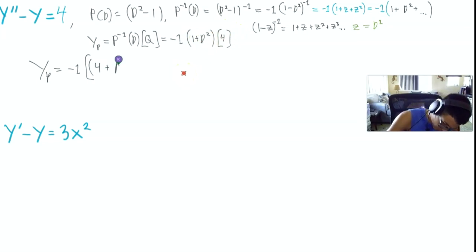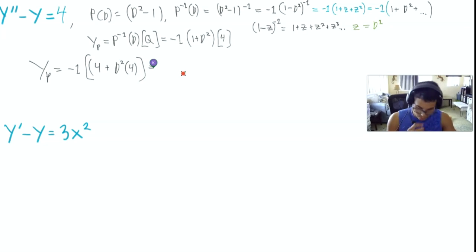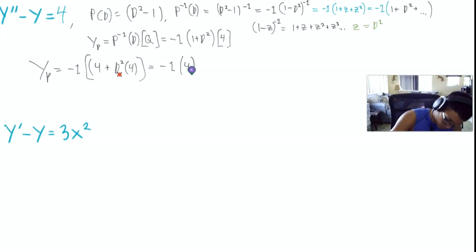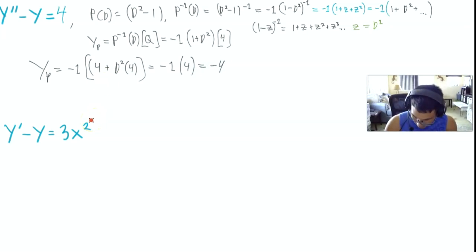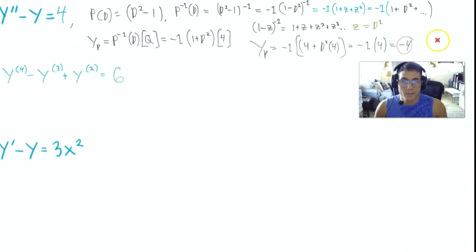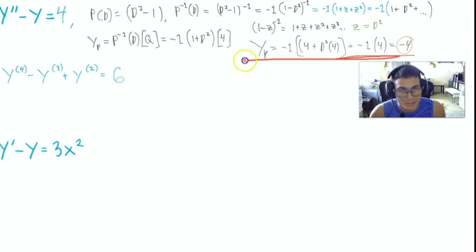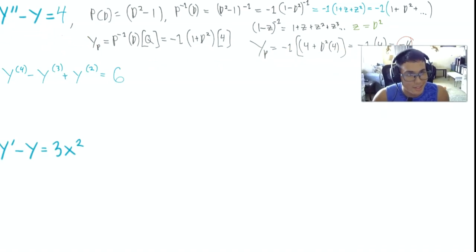And then now we're taking the second derivative of 4, which, as you know, would be 0. So this is just negative 1 times 4, which is negative 4, and that is what yp is. Okay, so yes, this answer is correct. I just did the wrong problem. I wanted to do a different problem, but everything I said was correct. It's just that this problem might have been too easy.